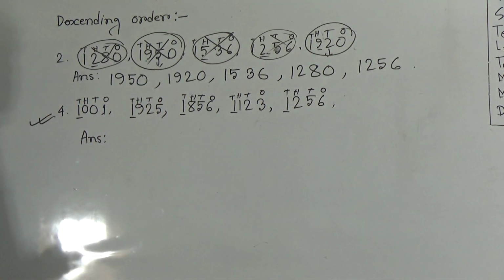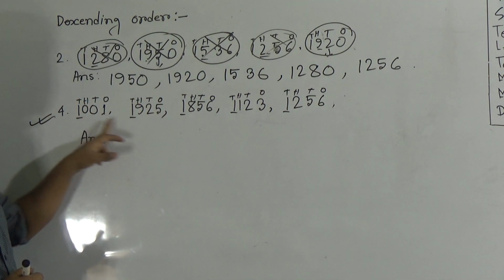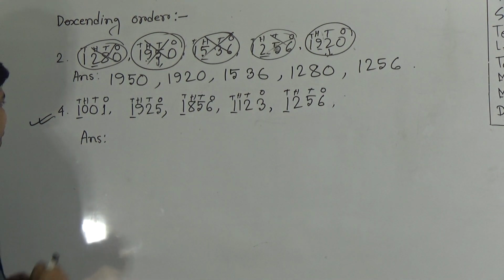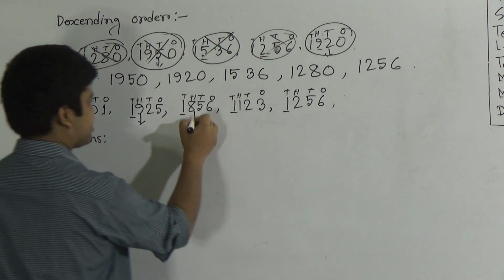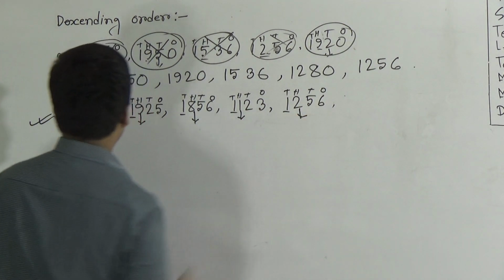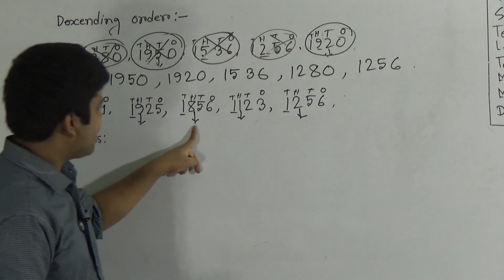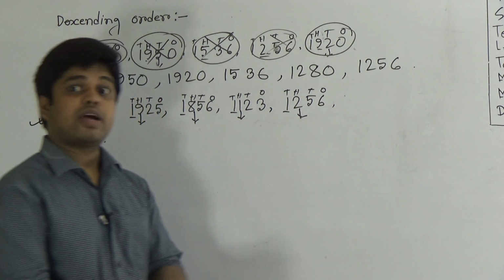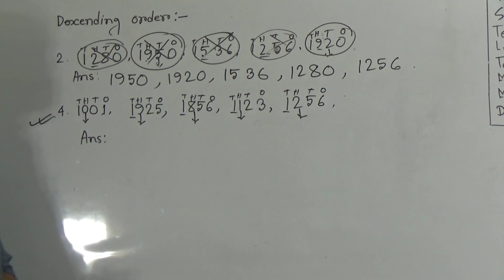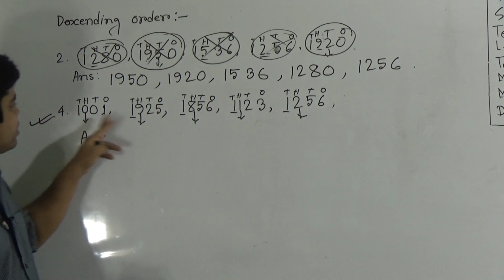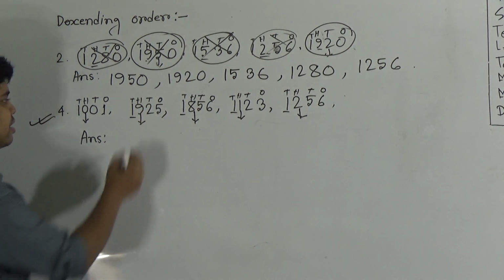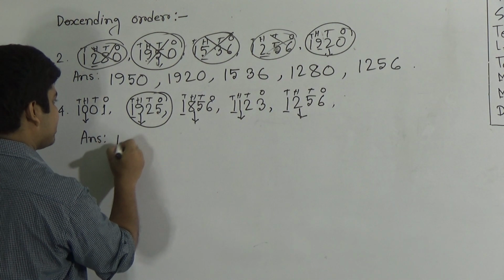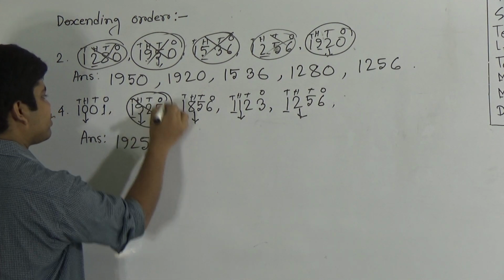So notice here the thousands place digits are the same, so we go to the hundreds place digit. Here notice 0, 9, 8, 1 and 2. Five different digits. So notice which one is the greatest digit. Among 0, 9, 8, 1, 2, 9 is the greatest digit. So it is the largest number, that means 1925. This one is done.